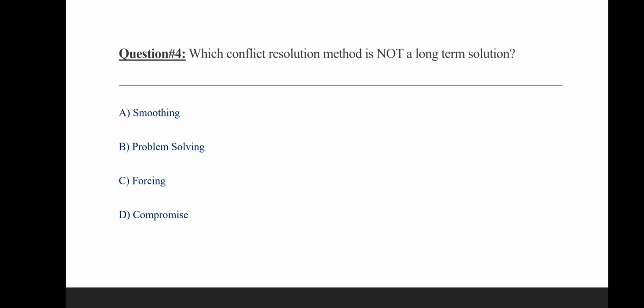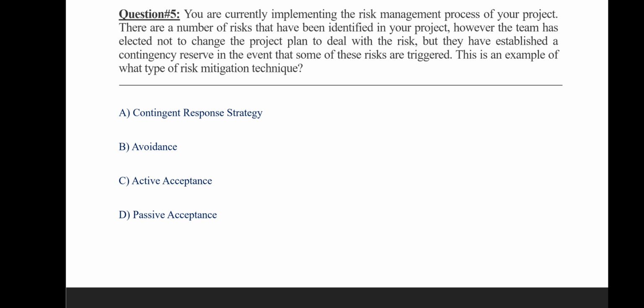Question number four: which conflict resolution method is not a long-term solution? As you know, we have many conflict resolution methods, but which one is lasting and which one is not for the long term, just for the time being? The options are smoothing, problem solving, forcing, compromise. I will tell you all the answers along with the explanation later on, but you should think about such questions which can be in the exam.